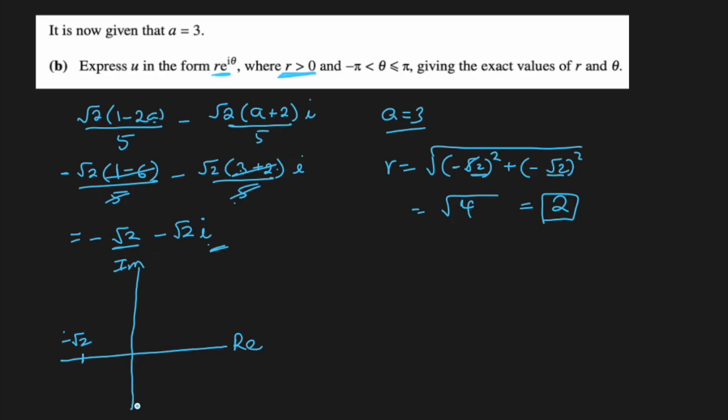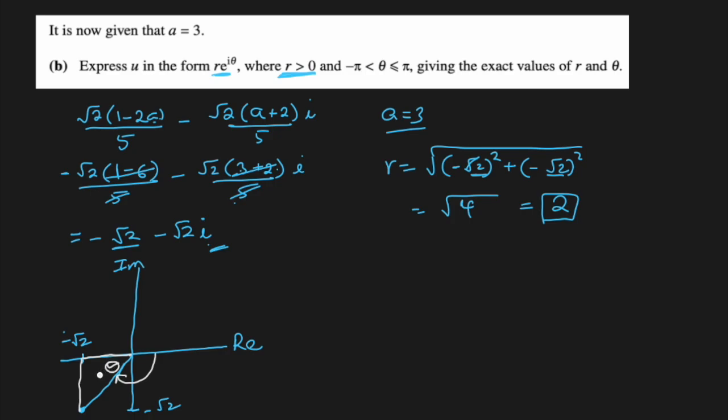And the imaginary part is also negative square root 2. That means this is the complex number, negative square root 2 minus square root 2 i. And if we join this with the origin, the argument will be this angle. Okay, so let's complete this triangle and find this particular angle.